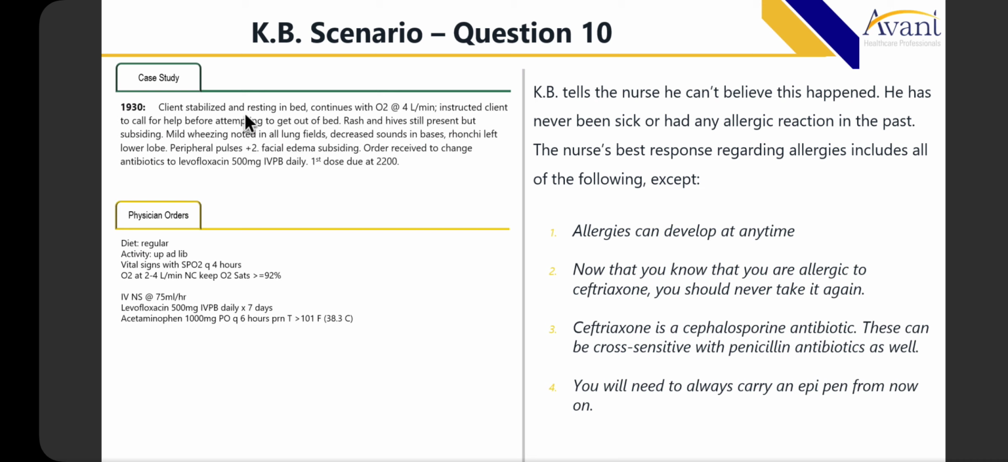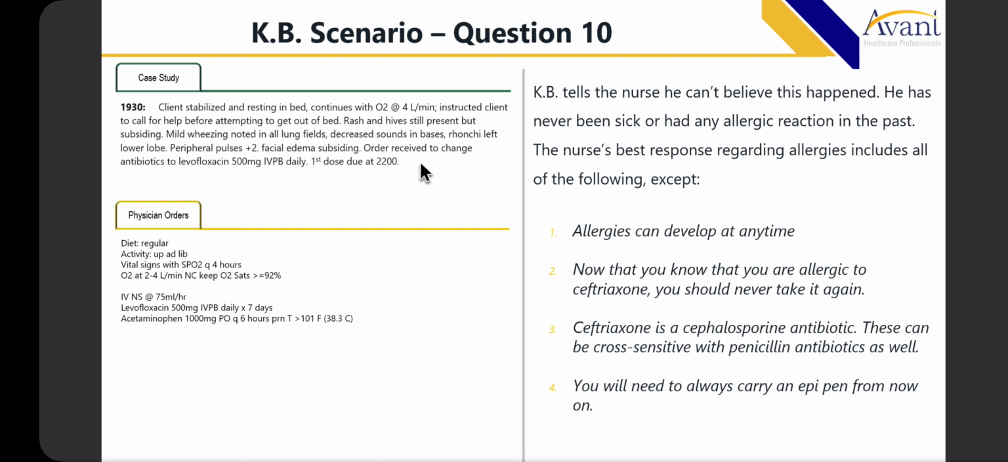Now, time has passed and now it's 1930. On the left, we see the client is stabilized and resting in bed. He continues with his oxygen. Now we put it down to 4 liters per minute, nasal cannula, I'm assuming that. Instruct the client to call for help before attempting to get out of bed. The rash and the hives are still present, but subsiding. Mild wheezing noted in all lung fields. There are decreased sounds in the bases. Rhonchi, left lower lobe, peripheral pulses are +2.